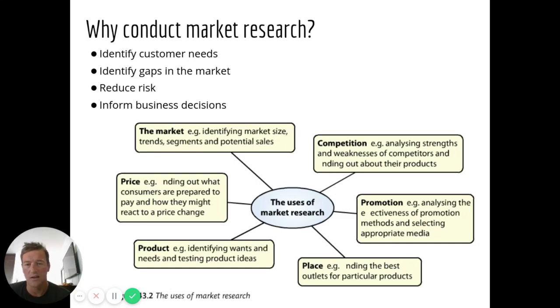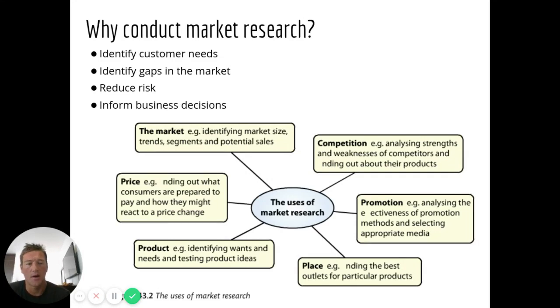Then inform business decisions. One word I really like seeing in answers is the word strategy, business strategy. So, for example, if you have this information, it informs business decisions, or you could say the business could change their strategy because they now have some research that improves their strategy.